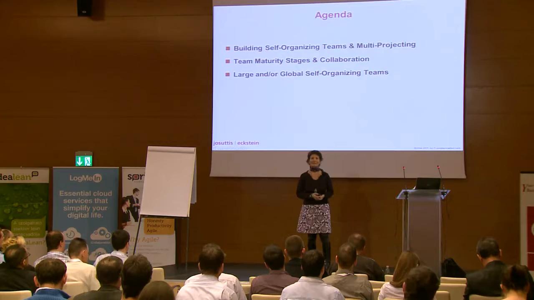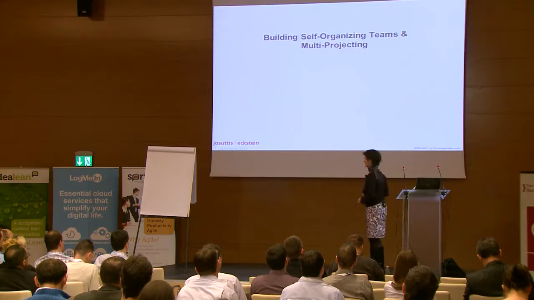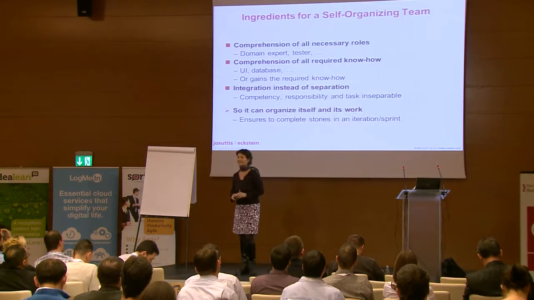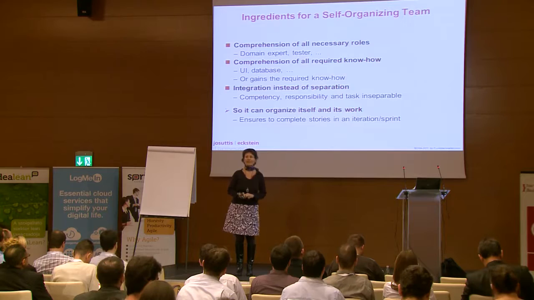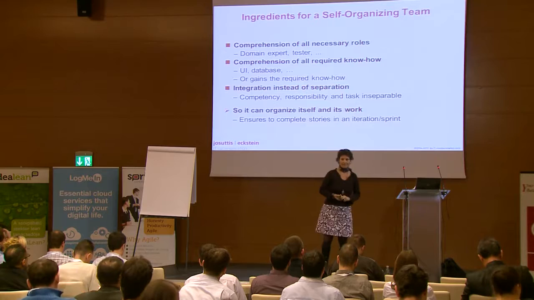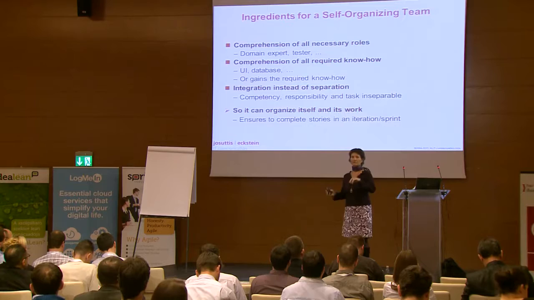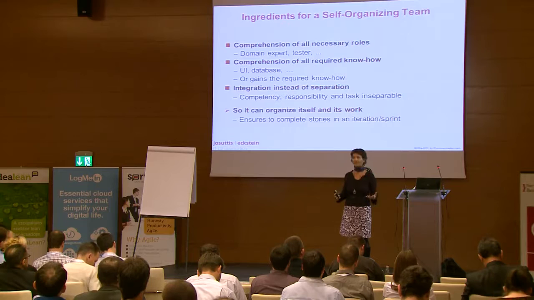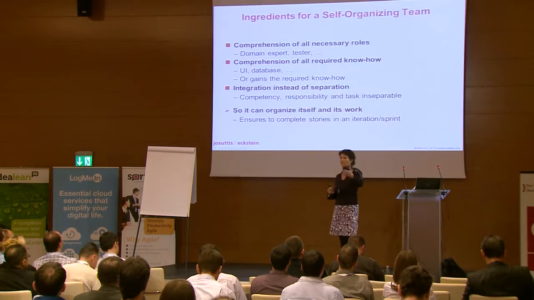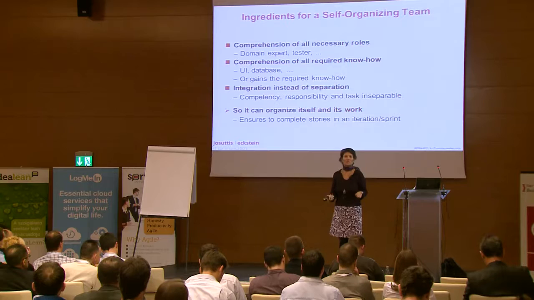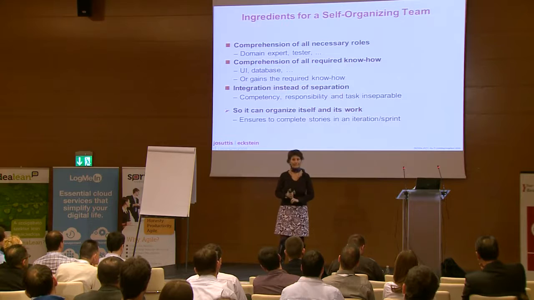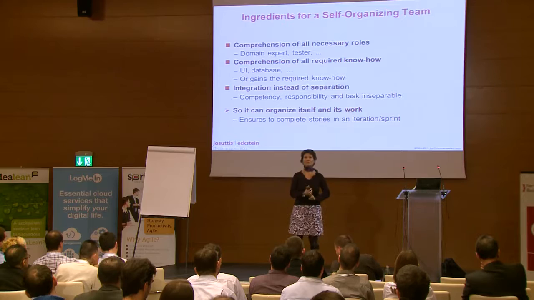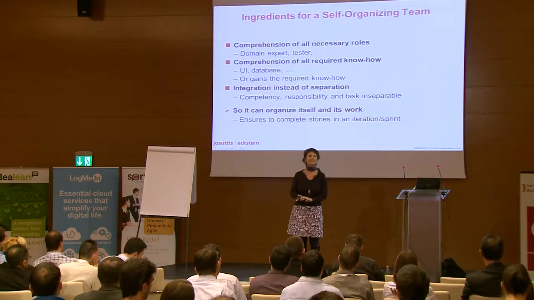Good, so building self-organizing teams and multi-projecting is what I want to look at first. The main ingredient for a self-organizing team is that the team is enabled to take responsibility. If we set up a team and the team depends in many ways on other teams or people, then they are not enabled to take responsibility, because they always have to wait for somebody else to deliver in order to finish what they have to finish. In a different way: the task the team has to do, the competency, everything that's needed to work on that task, and the responsibility for that task have to lie in one hand. And this one hand is the self-organizing team.